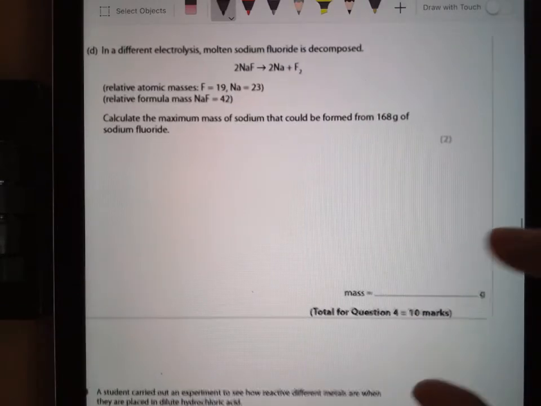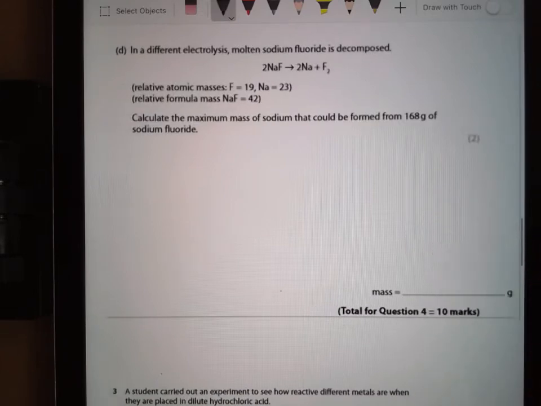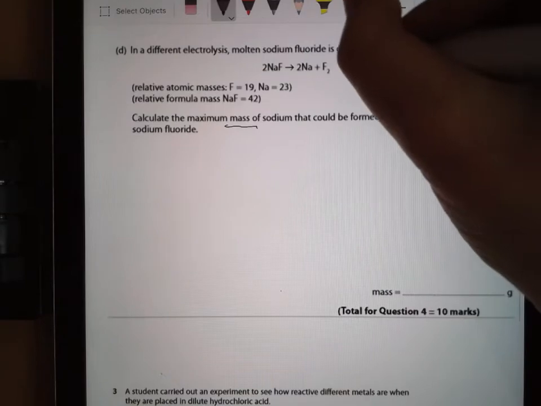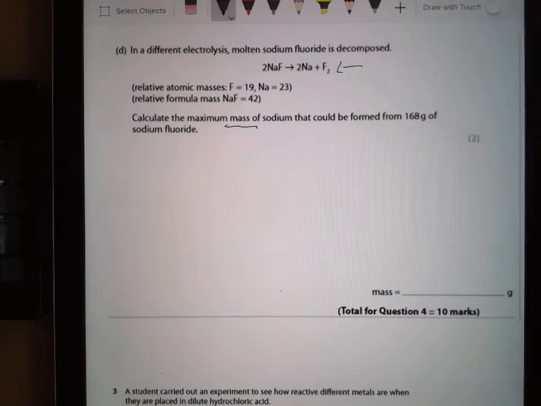and I'm going to be drawing my table. The way I know it's a moles question is you're asked to calculate the mass of something, and you're given a balanced chemical equation. And that always tells me that I'm going to use my moles table.